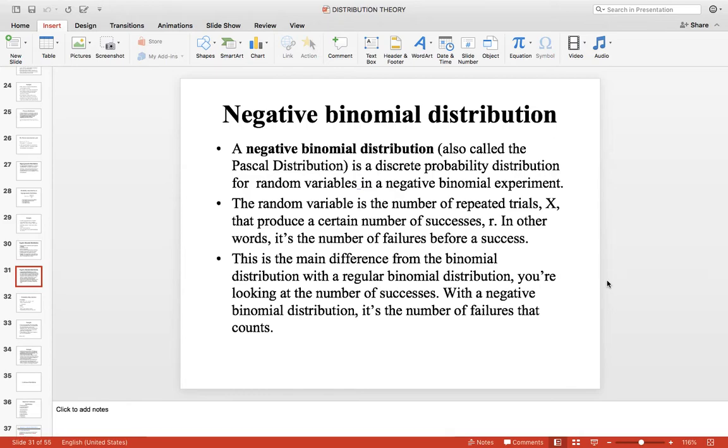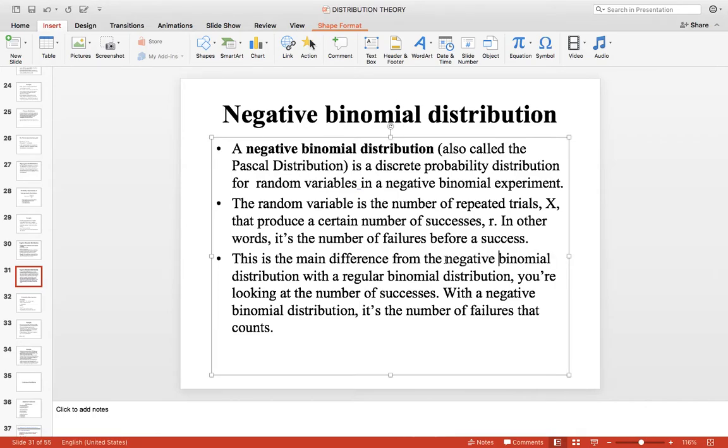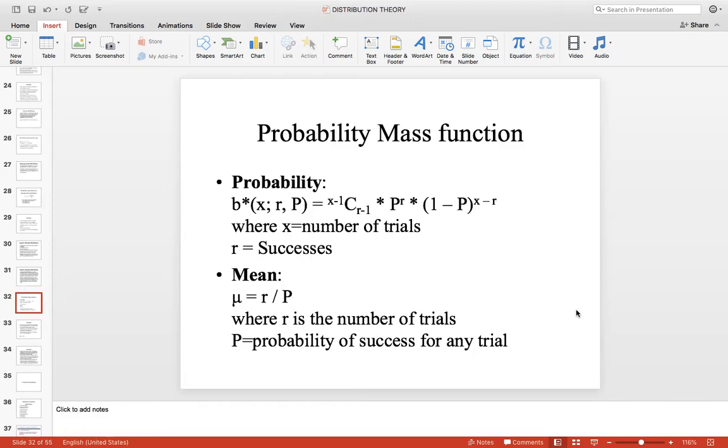This is the main difference between the negative binomial distribution and the regular binomial distribution. In the regular binomial distribution, you're looking at a number of successes. With a negative binomial distribution, it is the number of failures that you count. How many times did you fail before you got the right value?